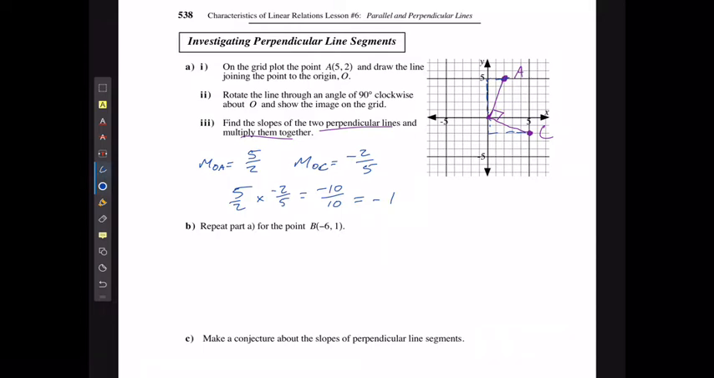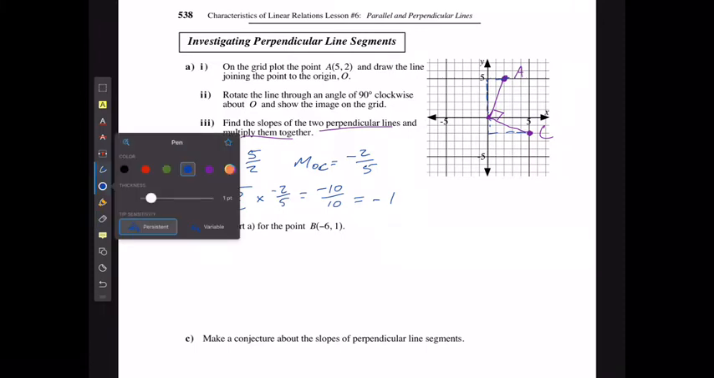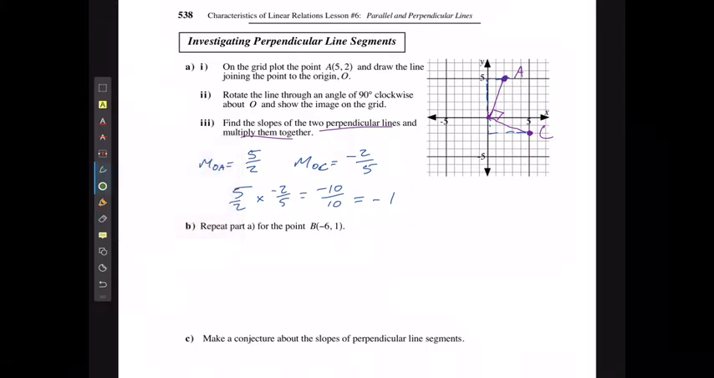If I'm going to repeat the process for a point called B at (-6, 1), then I'm going to start at that negative 6, up 1, and there's a point B. I connect it to the origin, and then it wanted us to rotate it 90 degrees clockwise, so I'm going to have a second point that exists up here, and for right now I'm just going to call that D.